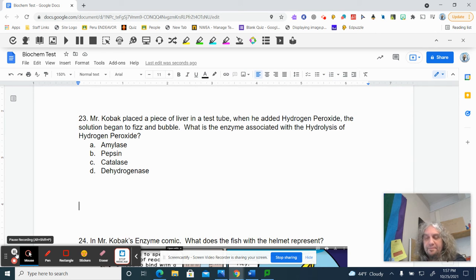Question 23. Mr. Kobach placed a piece of liver in a test tube. When he added hydrogen peroxide, the solution began to fizz and bubble. What is the enzyme associated with the hydrolysis of hydrogen peroxide? A, amylase. B, pepsin. C, catalase. D, dehydrogenase.